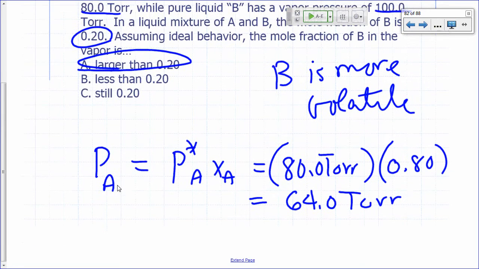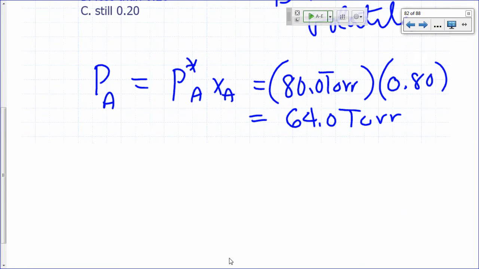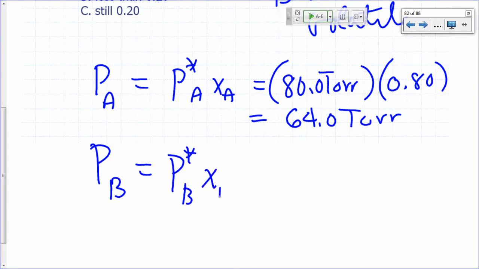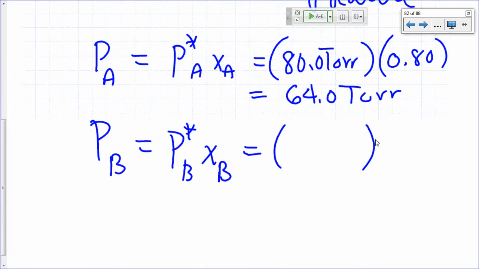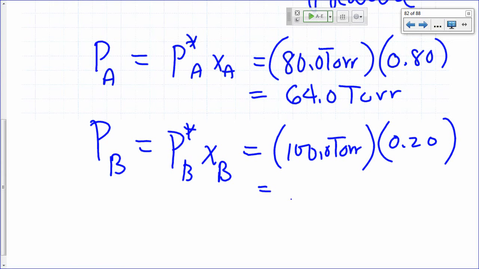What is the partial pressure of B in the vapor? P star B times mole fraction of B. What's P star B? 100 torr. What's the mole fraction of B? 0.2. What's 100 times 0.2? 20 torr.